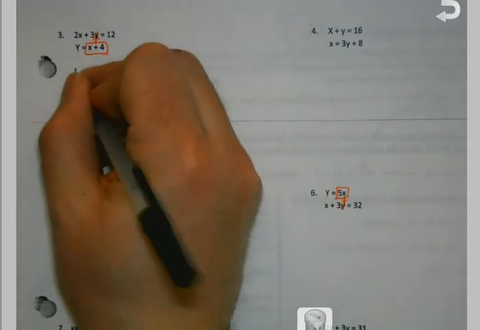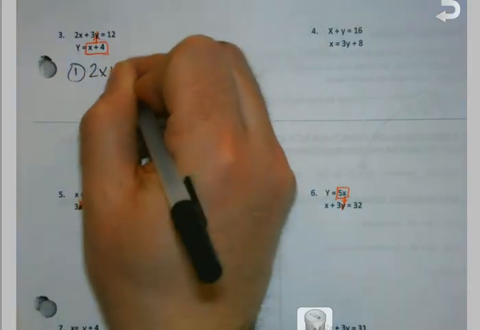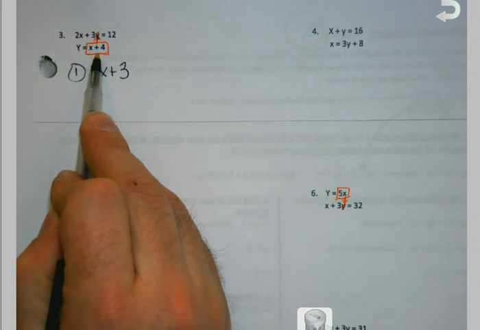So once I get that set, I'm like, okay, I'm actually ready to do something here. So I'm plugging into the first one. So 2x plus 3, I crossed out my y because now I'm going to use what's in the box.